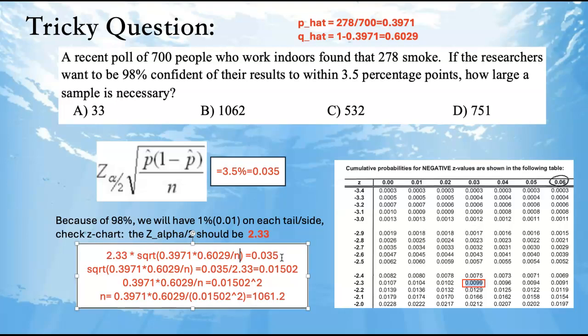Now it is back to our algebra teacher, right? How do we calculate the sample size n here? To get that, we have to put everything together. So that should give us 0.035 divided by this portion here, 2.33. That gives us a square root, and then we have to get rid of the square root. We have to square both sides, right? So we have this formula here.